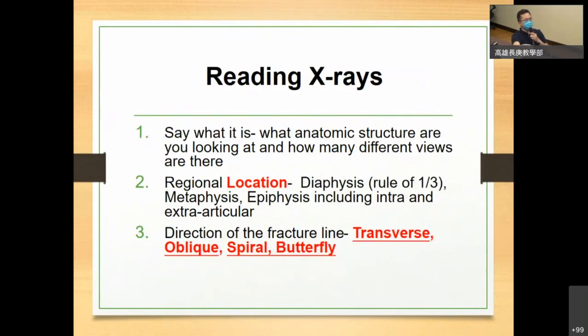Okay, so you should know to say what anatomic structure you look at in the picture, and what location. As I said previously, the fracture may be in the diaphysis, or maybe in the metaphysis, or maybe in the epiphysis. Okay, or intra- or extra-articular involvement. Another thing is to say the fracture line direction. There are four types. The fracture line may be transverse, maybe oblique, maybe spiral, or maybe butterfly, and I will introduce them later. Use these specific medical terms, and after you learn the medical terms, you will get the image in your brain of what the fractured bone looks like.